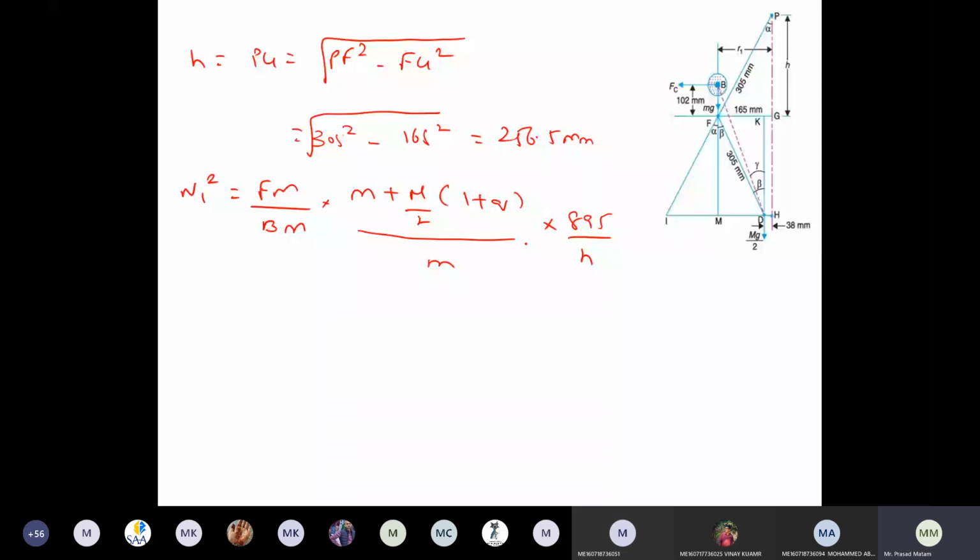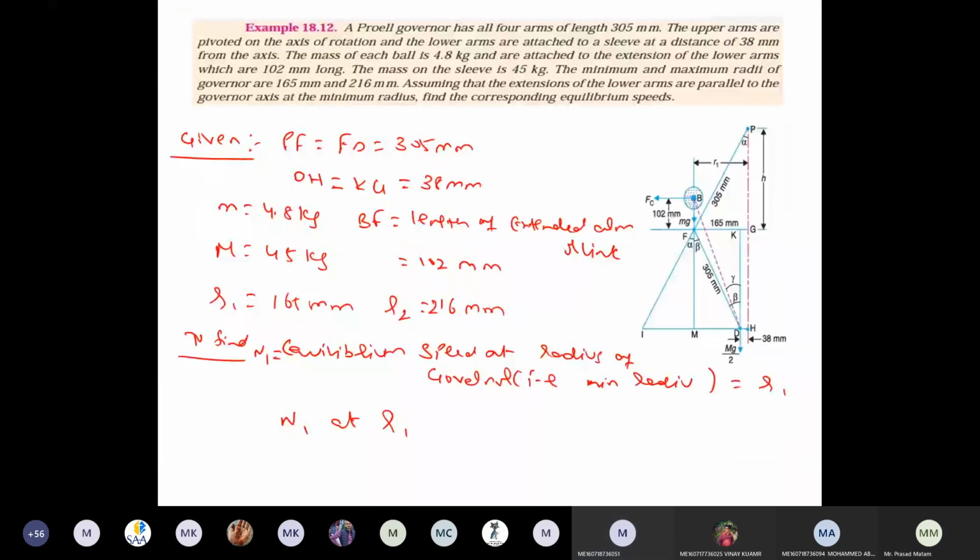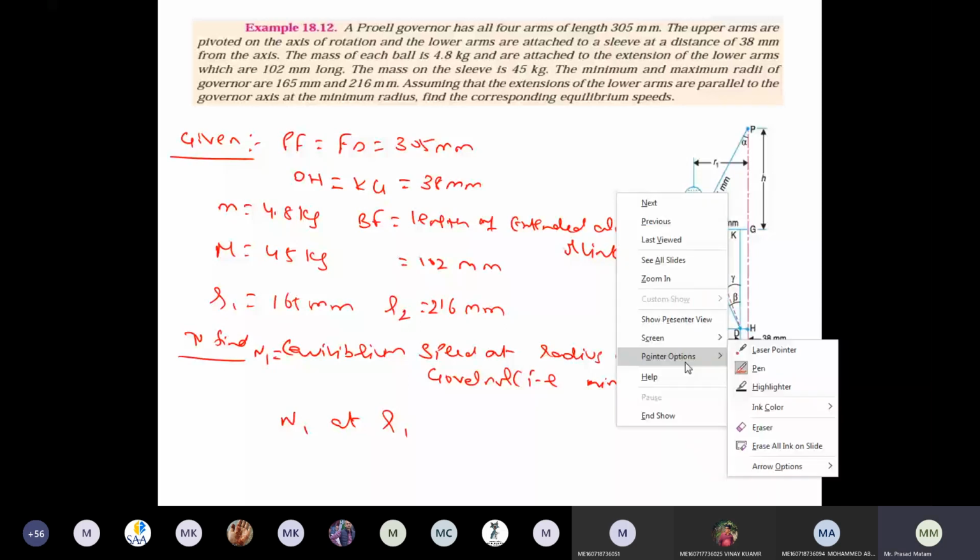Sir, if the length of the arms are equal, then why are we finding alpha and beta? You can see what the question is asking: assuming the extension of the lower arms are parallel to the governor axis. This is the governor axis GH. This lower arm is equal to the governor axis, which means the upper arm is not equal to the lower arm now. The problem gives the condition that the upper arm is equal to the lower arm. Read the problem carefully.